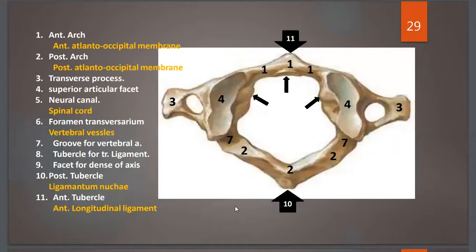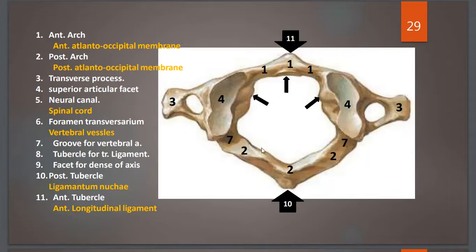Now let us try to identify the points of this atlas bone. What are those? I told you this is the anterior tubercle, this is the anterior arch, this is the area for the dens, which is the projection coming from the second cervical vertebra. Number 4 is the superior articular facet. Then number 2 is the posterior arch. This is all posterior arch. Number 3 is the transverse process. This is the transverse foramen. Number 7 is the groove for the vertebral artery.